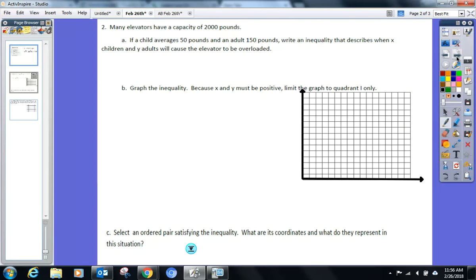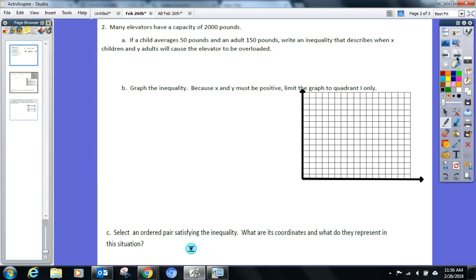Hey, there's a quick fact for you. Many elevators can only hold 2,000 pounds. Go figure. Average child, 50-pounder. Average adult, I guess we're going with, is 150 here.